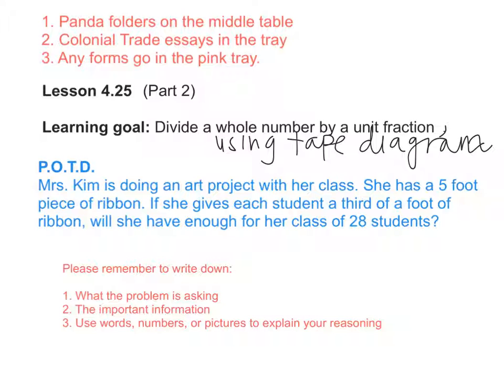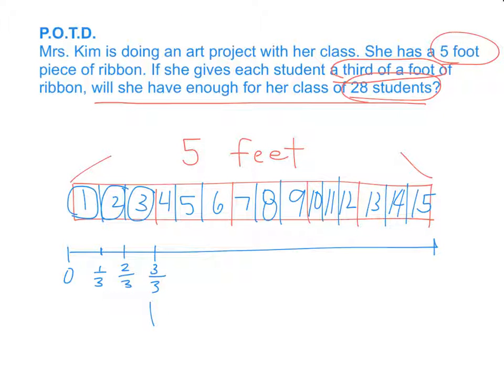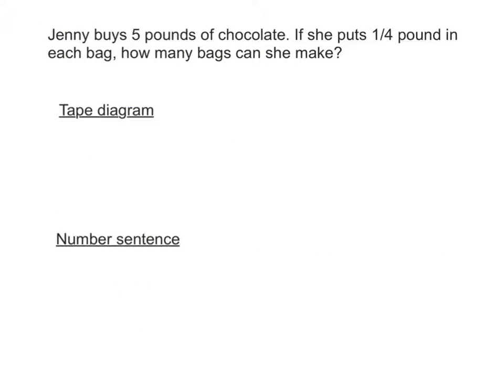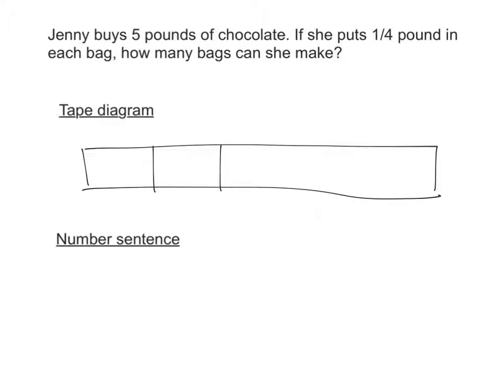Wonderful. Let's first talk about the problem of the day. Here's a problem from yesterday's lesson that you did with Ms. Lehman. It says Jenny buys 5 pounds of chocolate. If she puts 1/4 of a pound in each bag, how many bags can she make? Okay, so remember, if we did this, we would draw a tape diagram and show that it's 5 pounds of chocolate. 1, 2, 3, 4, 5. We would label it 5 pounds, right? And if she's going to put 1/4 pound in each bag, I need to split each pound into how many equal pieces? 4, because this pound right here, here's 1/4, 2/4, 3/4, and 4/4.